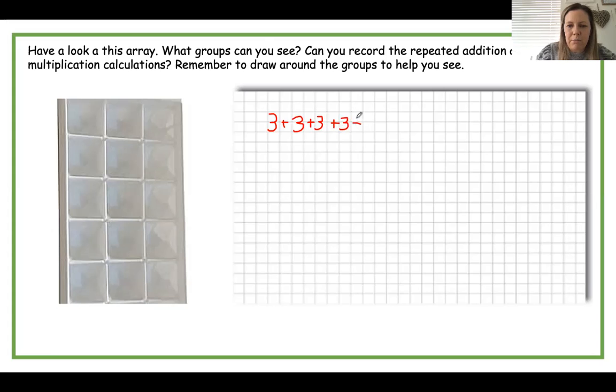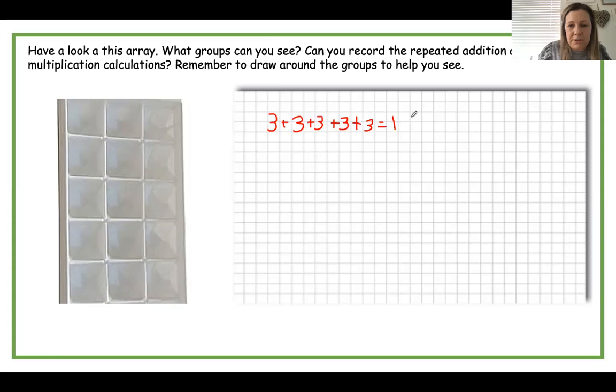So I'm going to do one more three, okay? There you go. So three, add three, add three, add three, add three equals. So let's see if I can count these together. So three, 6, 9, 12, 15. So I think the answer is 15.